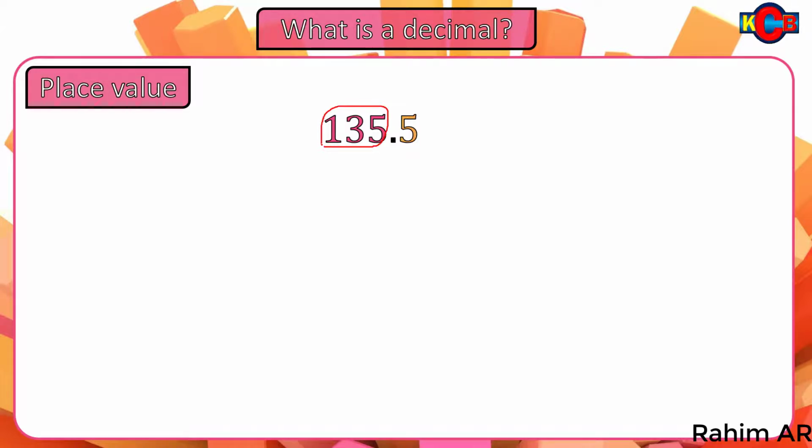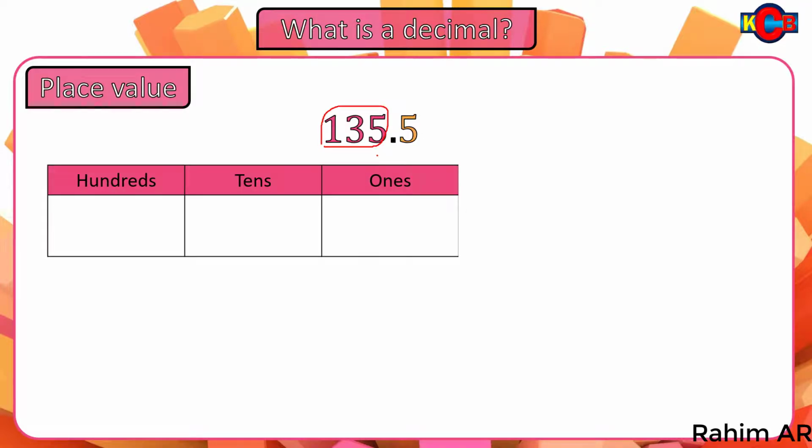So, since we already know the place value for the whole number, we know that the place value for 5 is 1s. Next, the place value for 3 here is 10s. The place value for 1 here is hundreds. So, what is the place value after the decimal point?